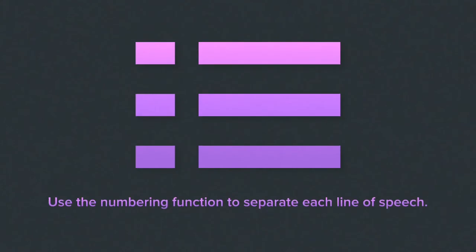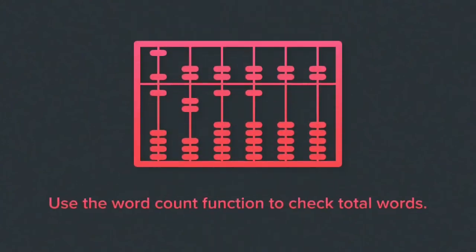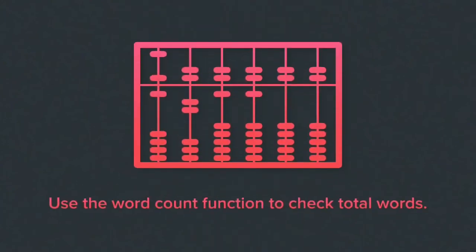In order to figure out the number of times they spoke in the conversation, students will use the numbering function to separate each line of their speech. While they're typing, they'll underline any key vocabulary terms or phrases from our textbook. When they finish typing, they look at the bottom of the document to see how many words they spoke.